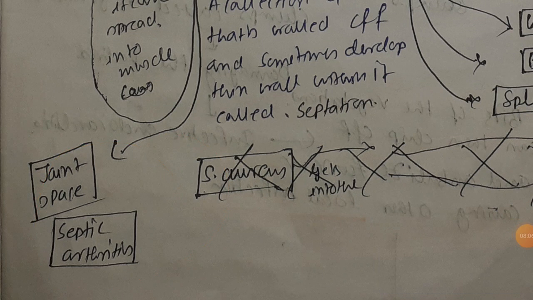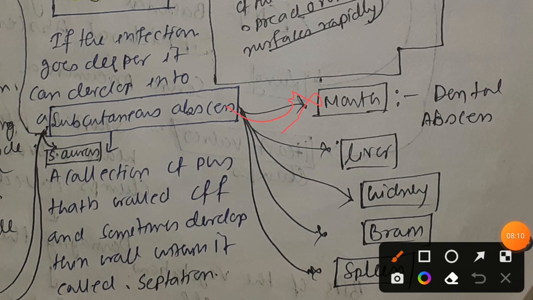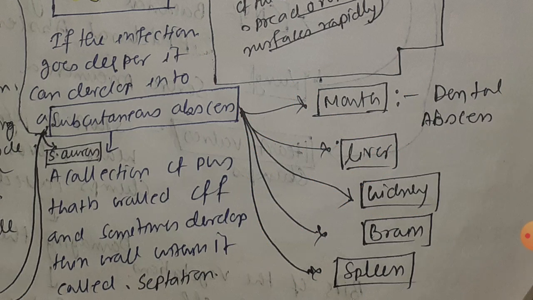Along with that, this subcutaneous abscess can occur in the mouth also, that causes a dental abscess. Along with it, it can also occur in the liver, in the kidney, in the brain, in the spleen.